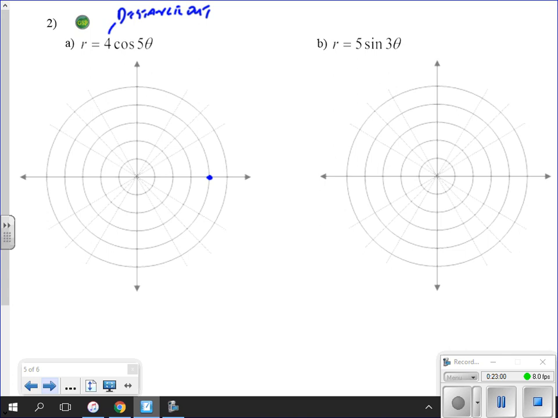Now, how many petals do I have? I have 5 petals. If it's odd, it's the number in front of the theta. That's how many petals I have. I have 5 petals. To find my spacing, what do I do? Look at your notes. Ooh, 2 pi divided by the number of petals. 2 pi over 5. That's the spacing between each petal. Boy, that sucks, doesn't it? That really sucks. 2 pi over 5.